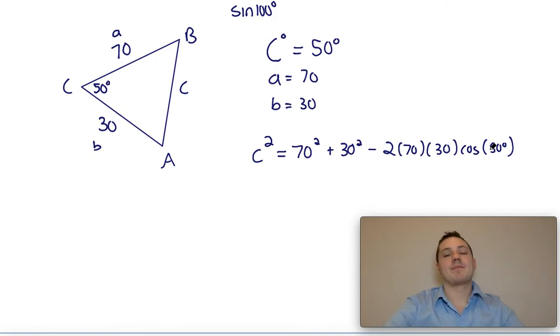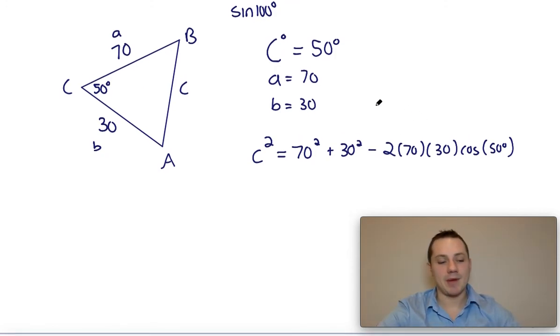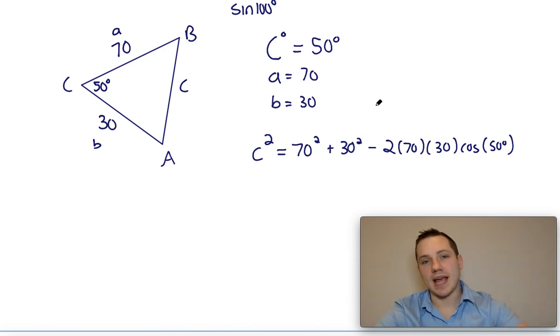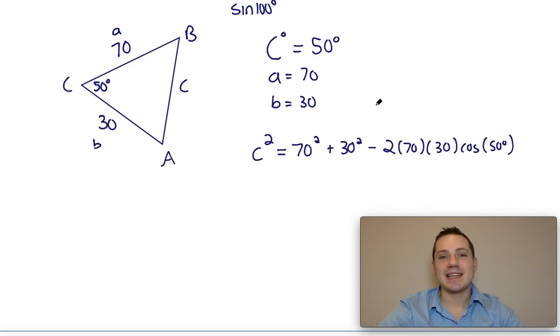So just to recap, you're going to use law of sines anytime you have an angle and the side directly opposite of that angle in the same triangle, and you're going to use law of cosines anytime you don't have that specific combination of a side and the angle opposite of it.